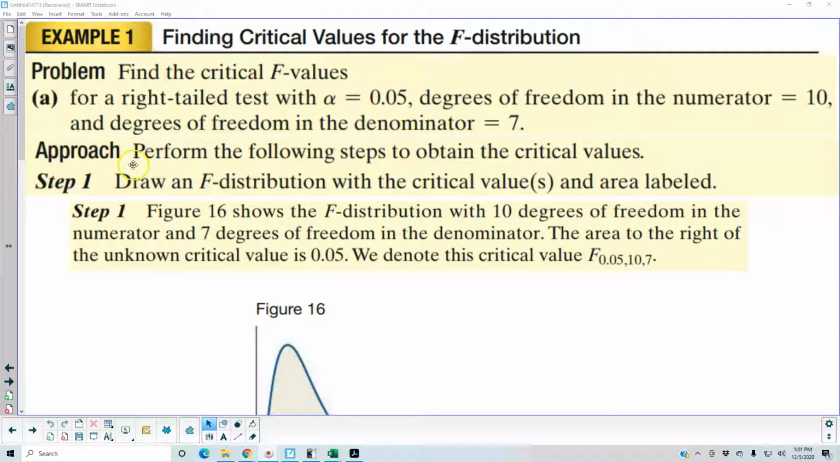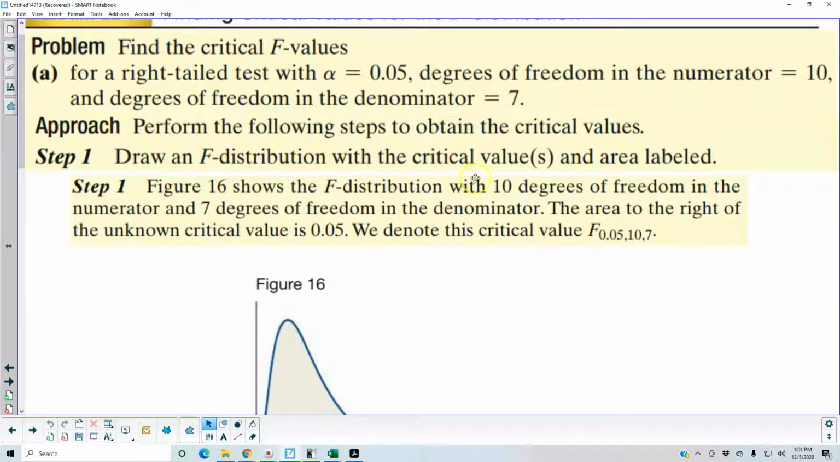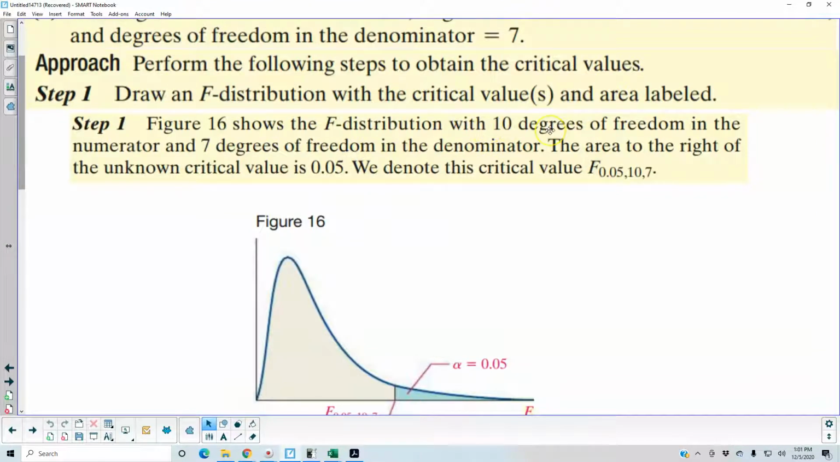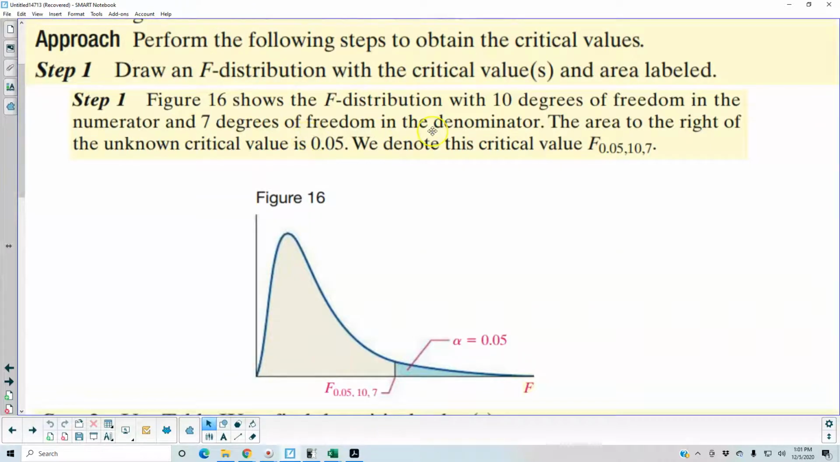Now, the approach is we're going to perform the following steps to obtain the critical values. For step 1, we want to draw an F distribution with critical values and area labeled. If we take a look at figure 16, it shows the F distribution with 10 degrees of freedom in the numerator and 7 degrees of freedom in the denominator, and the area to the right of the unknown critical value is 0.05. We denote this critical value as F sub alpha, 0.05. Let me go ahead and highlight that.